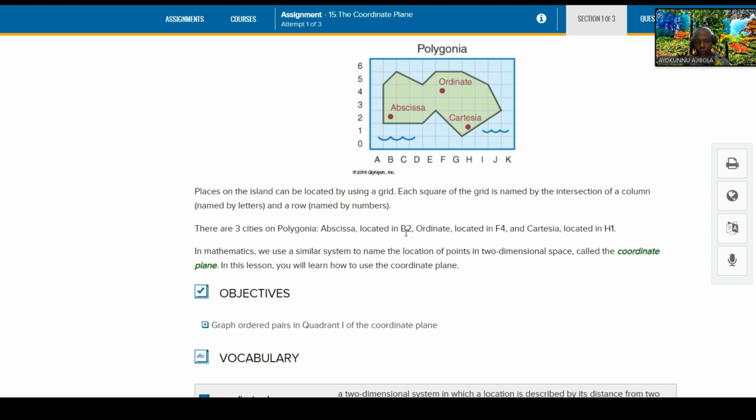Then if you go to B and you move 2 steps upward, A to B, 2 steps upward, then you meet Abscissa, and the ordinate is on F4. So you go to F, A, B, C, D, E, F, then you go to 4. So when you get to 4, you see that there. That is 1, 2, 3, 4 from 0.